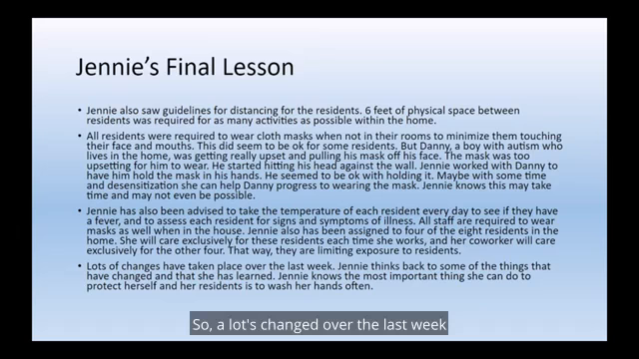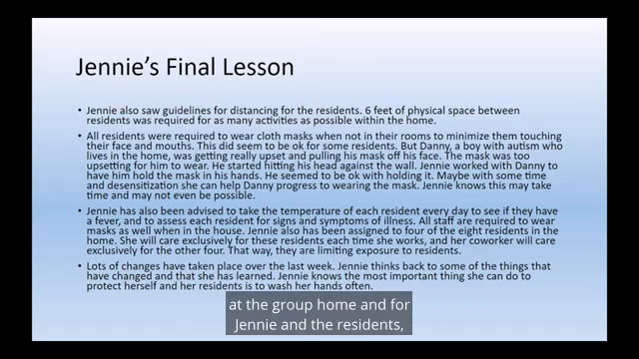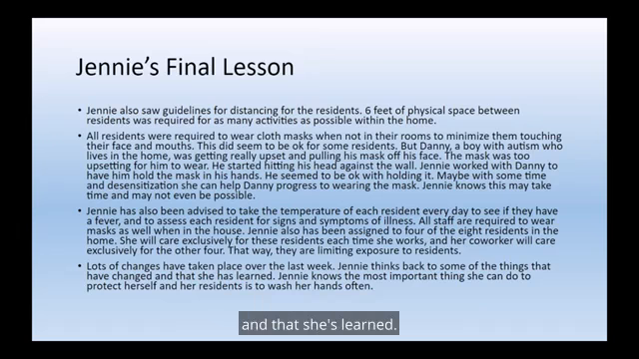So a lot's changed over the last week at the group home and for Jenny and the residents. She thinks back to some of the things that have changed and that she's learned. But at the end of the day, Jenny knows the most important thing that she or anyone else can do to protect themselves and the other residents is to wash hands often. It seems simple, but it's very important.